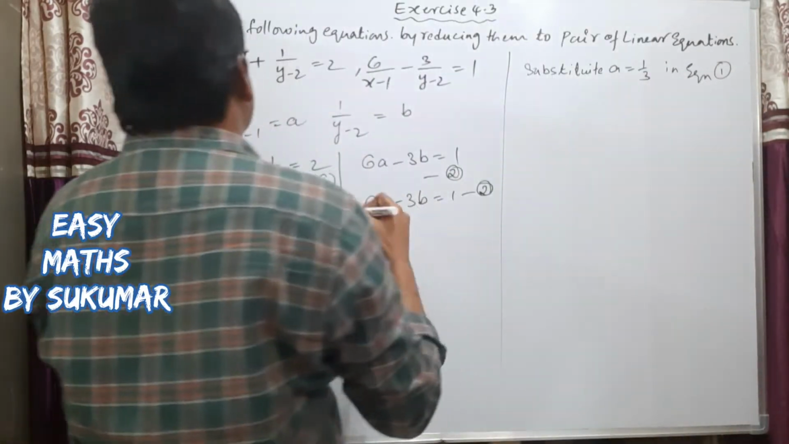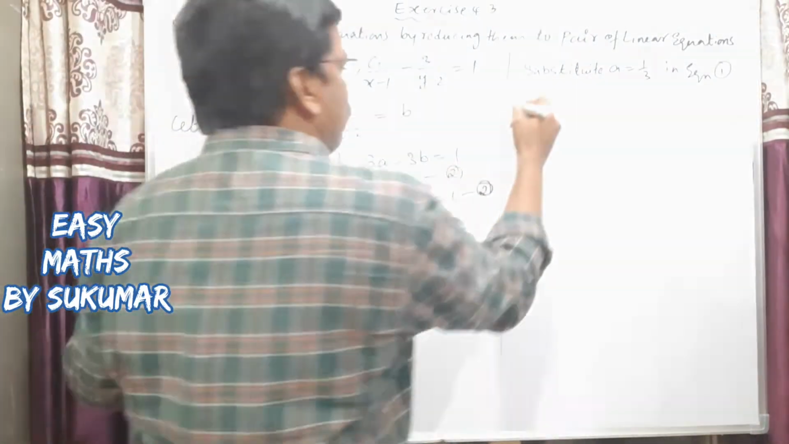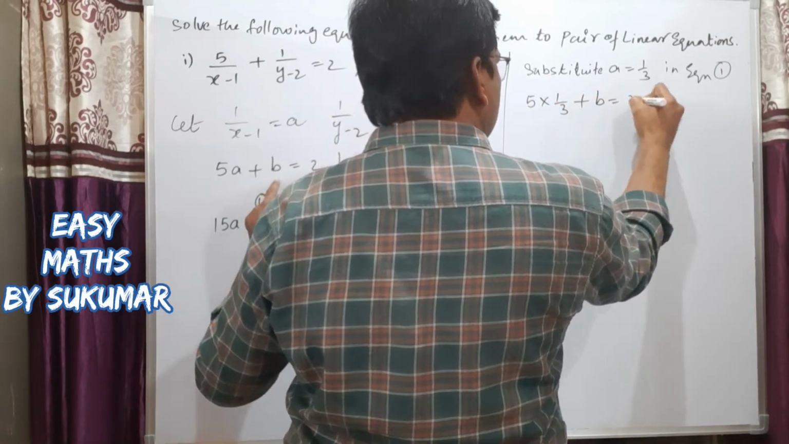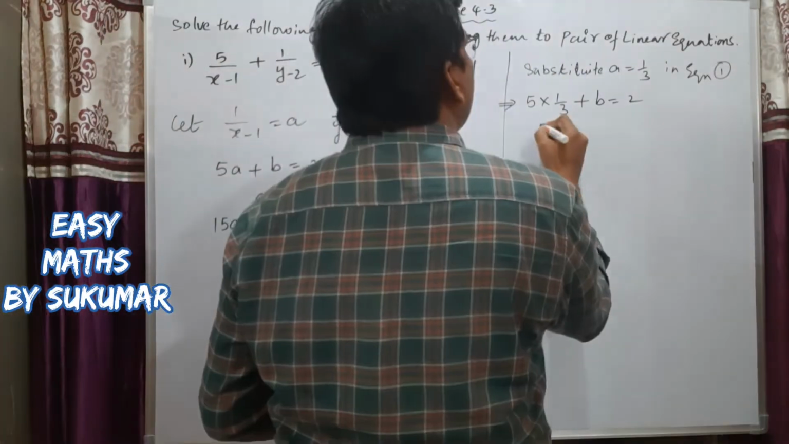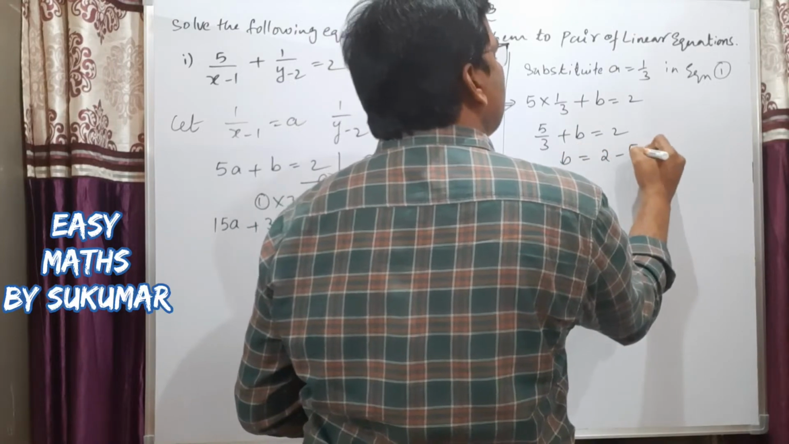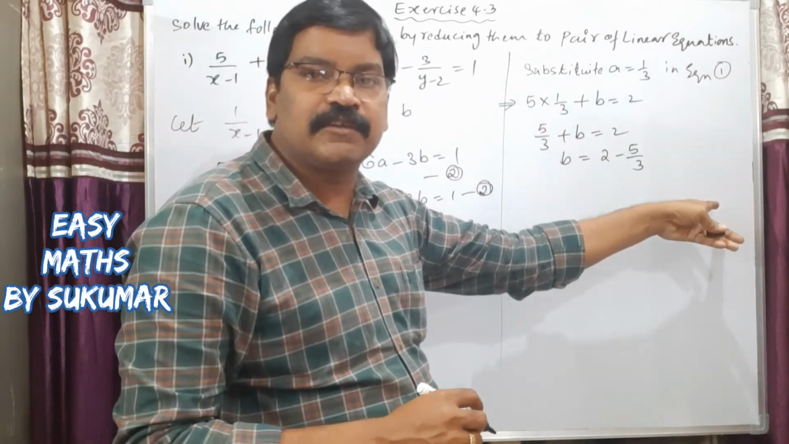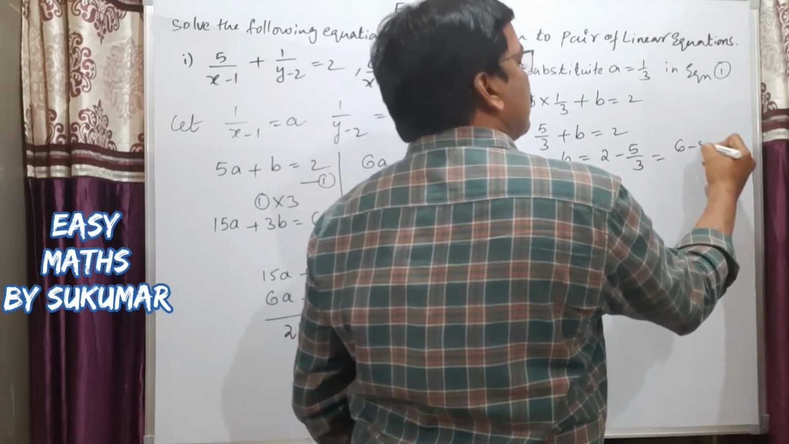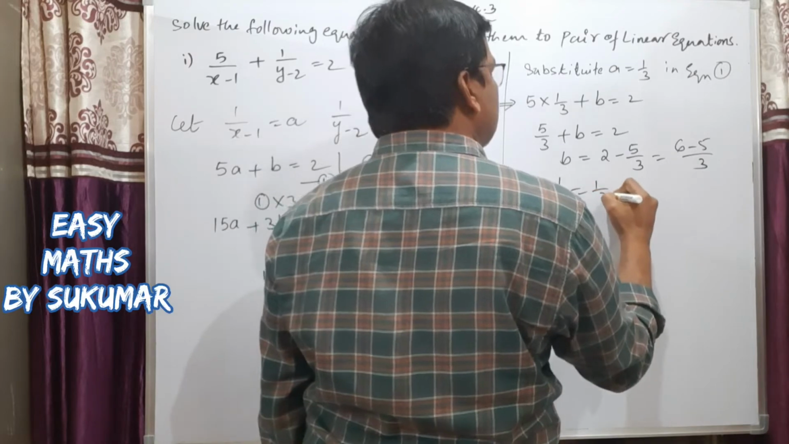Okay, that means, what is equation 1? 5a plus b is equals to 2. That means 5 into 1 by 3 plus b is equals to 2. That means 5 by 3 plus b is equals to 2. So b is equals to 2 minus 5 by 3. When you transpose this plus 5 by 3 to the other side, it becomes minus 5 by 3. Okay, so this is equals to 3 2s are 6 minus 5 by 3. So b is equals to 6 minus 5 is 1 by 3.